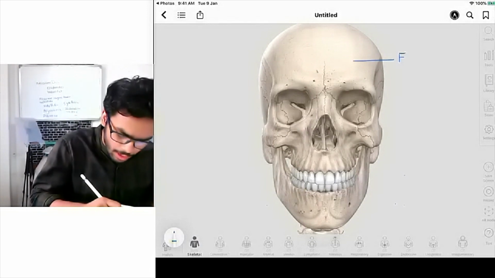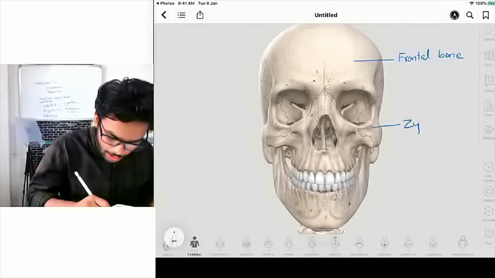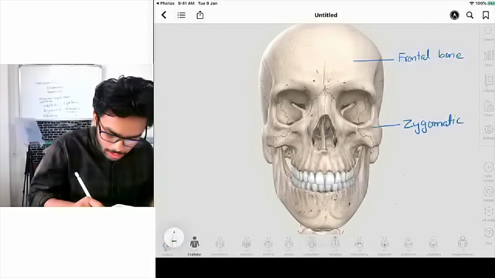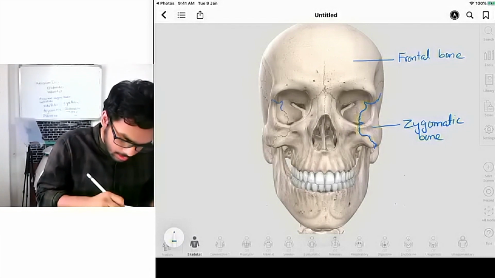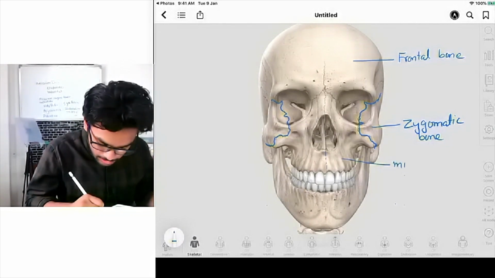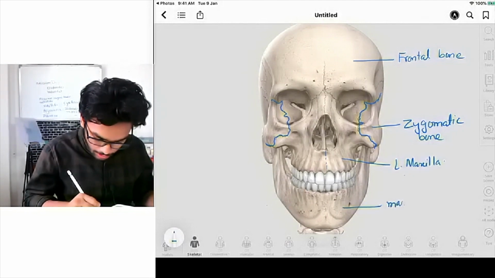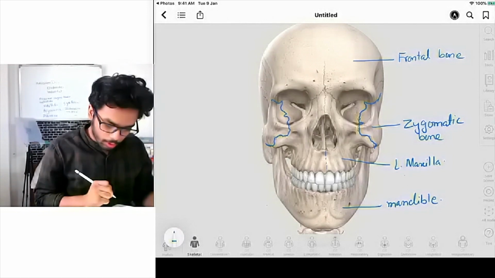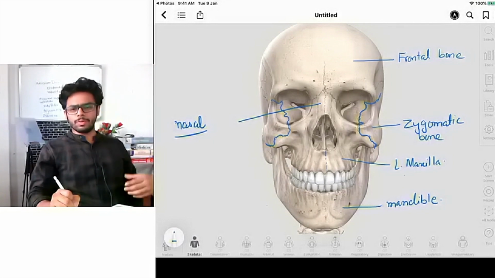The first bone from above is the frontal bone. This is the frontal bone, and then this is the zygomatic bone. We'll study about these bones in detail, but just see the outline and the types of bones which we see in the skull in this view. On both sides we have the maxilla. This is the left maxilla, this is the mandible, and this is the nasal bone. These were some of the major bones which we see.